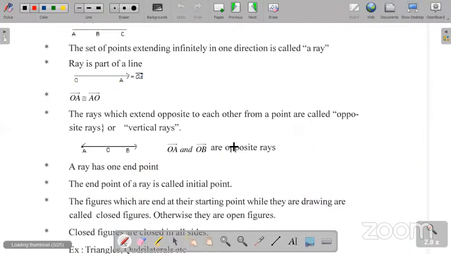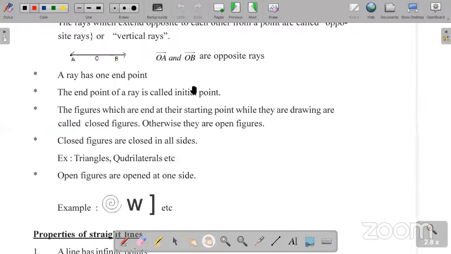Next, see, one more point I am going to discuss. A ray has one end point. For example, see, this is a ray. This is OA ray. So OA ray has only one end point. It extends, and infinitely many points have been joined here. So O is the only one end point.